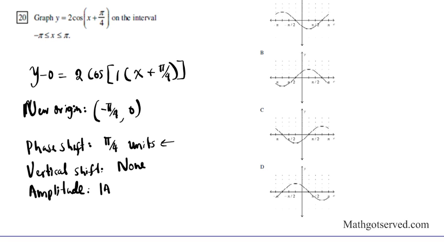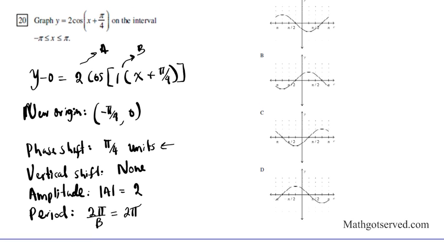The amplitude is the absolute value of a, which is 2 in this case. The period is 2 pi over b. In this case, b is 1. This is your b right here, and this is a. So the period is just 2 pi. We don't need frequency to generate the graph, so let's not bother with that.